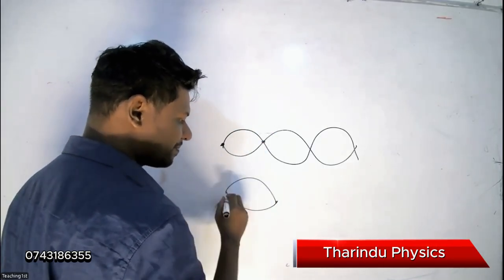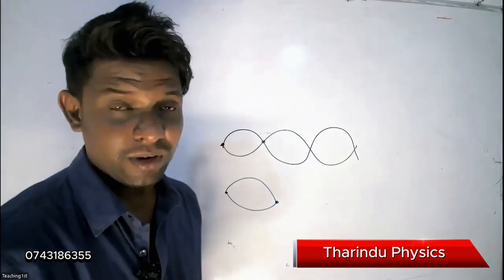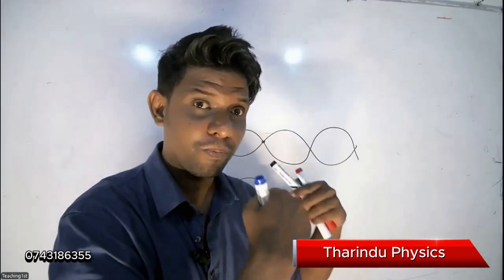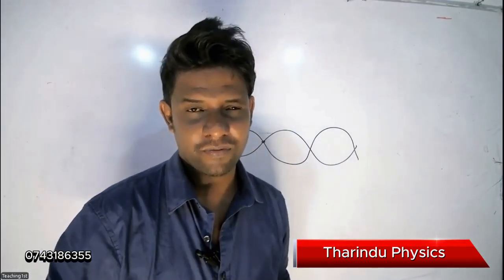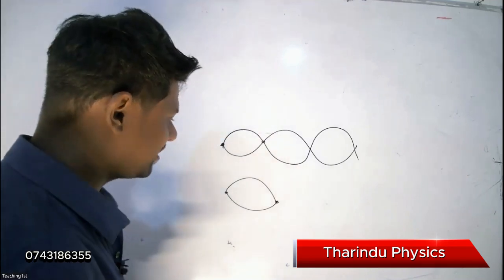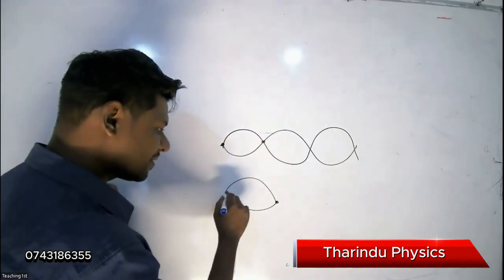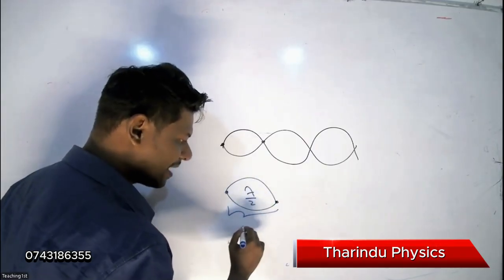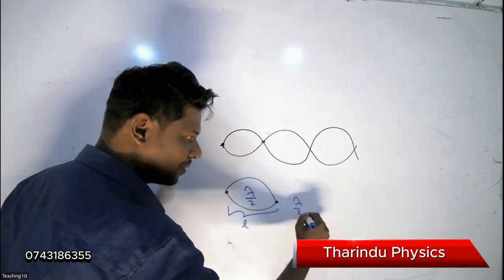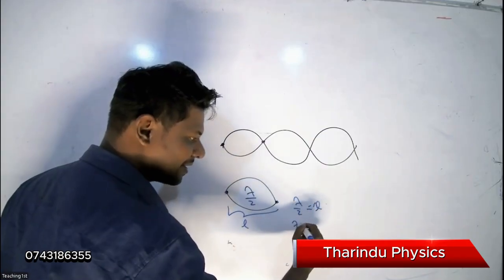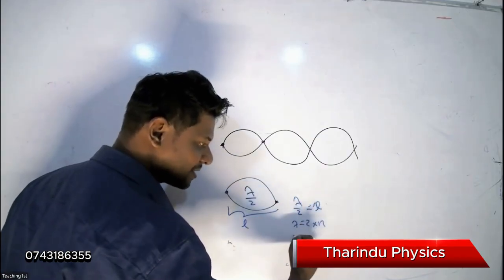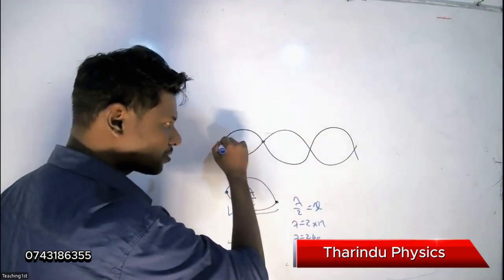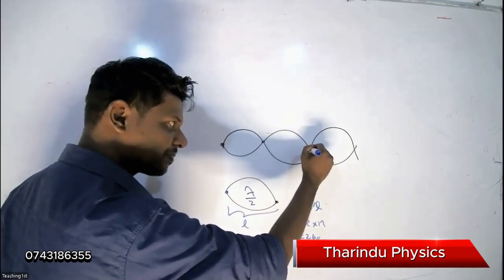Only one loop. So according to the wavelength definition, the distance between two consecutive points with the same phase. Here, lambda over 2 is equal to L. So lambda over 2 equals L, so lambda is equal to 2 times 12, which is 24. Straightforward answer. Not two consecutive nodes.